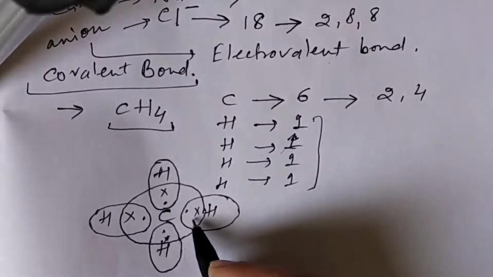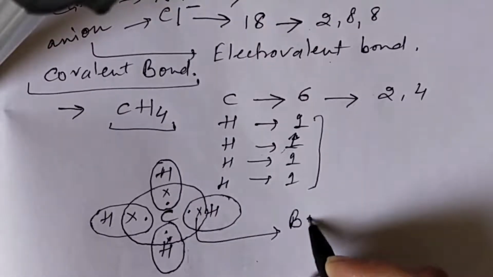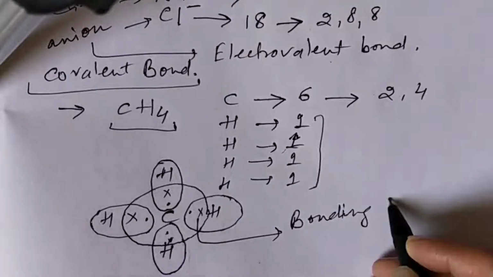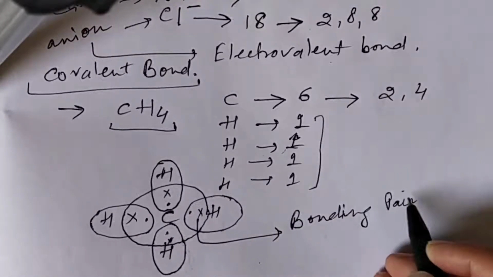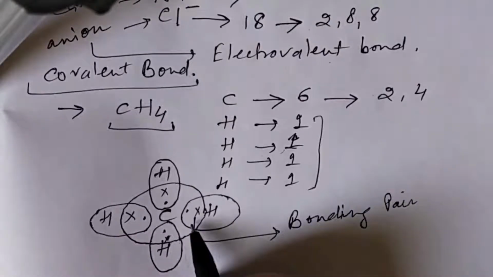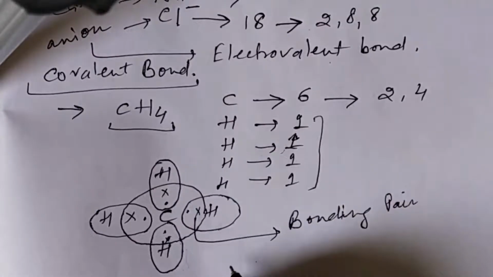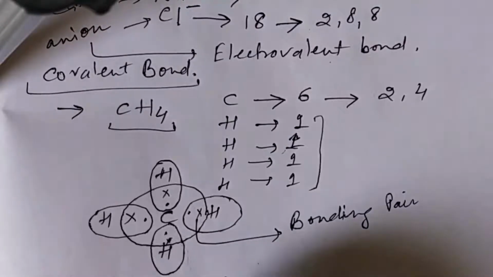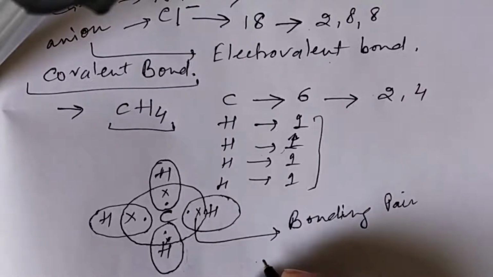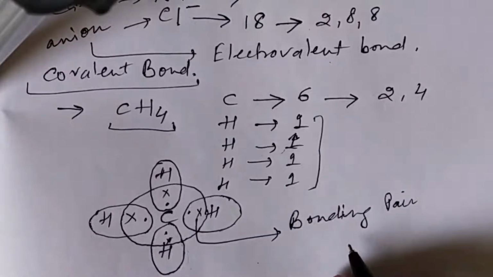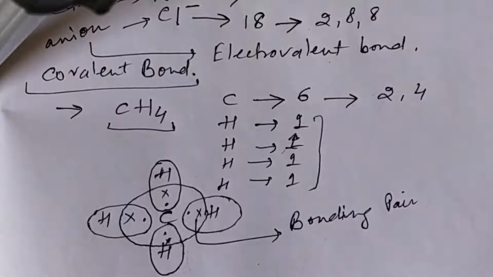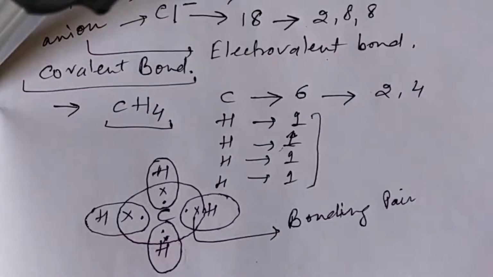The shared pair of electrons is called the bonding pair. Because this electron pair is participating in bond formation, that is why it is called bonding pair or bond pair. Any electron pair which doesn't participate in bonding is called lone pair. We will discuss examples of the lone pair in further examples. So here we are discussing covalent bond formation.